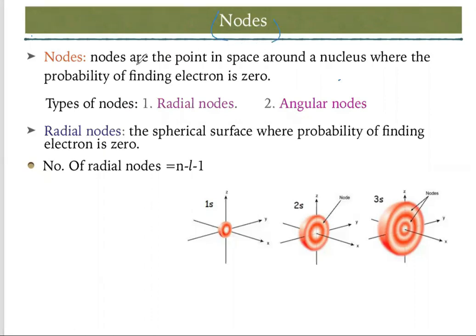So what are nodes? Nodes are points in the space around a nucleus where the probability of finding an electron is 0. That means we talked about how there is plenty of empty space inside the atom during the Rutherford model. So nodes are nothing but the space where we couldn't find the electron density.